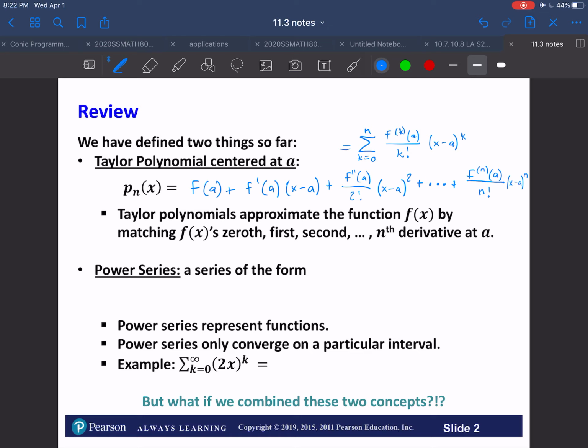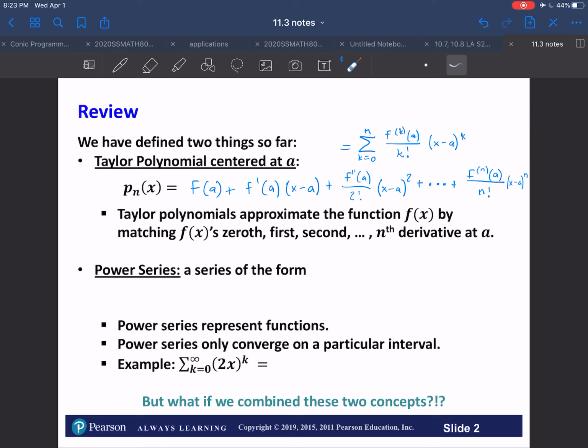And remember the purpose of a Taylor polynomial. A Taylor polynomial's purpose is to approximate the function f of x. It's going to match f of x's 0, first, second, and nth derivative all at the point A. Remember, a 0th derivative is really just the y value. So the claim is that this Taylor polynomial has the same y value at x equals A as the function f of x. And in fact, we showed that they both had f of A as their y value. All right? And so the idea is that a Taylor polynomial approximates a function.